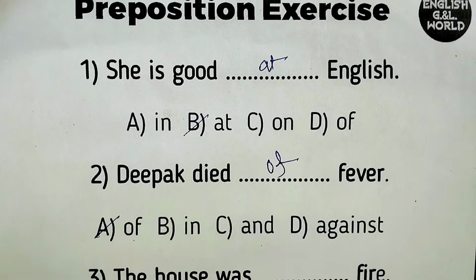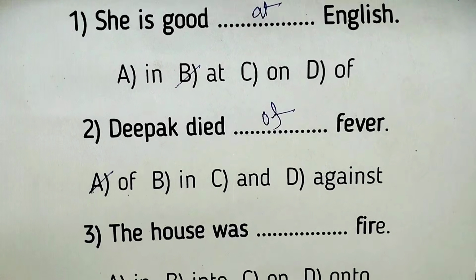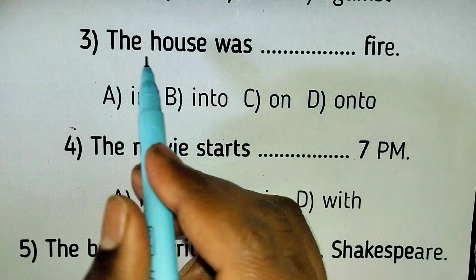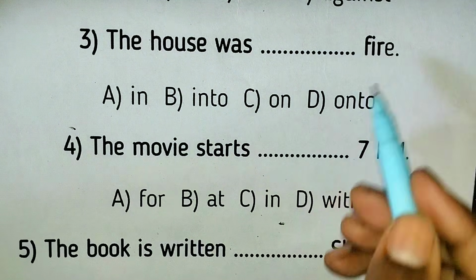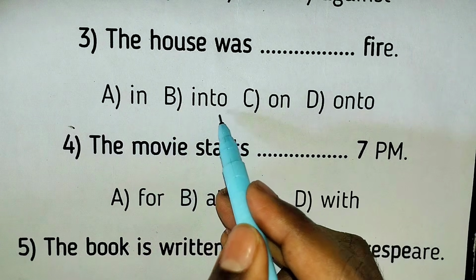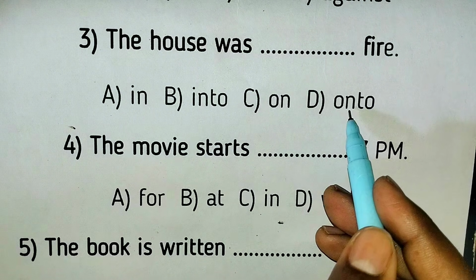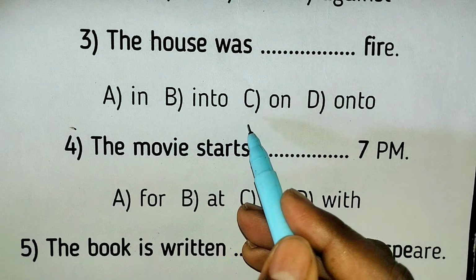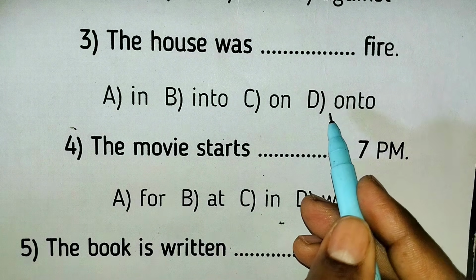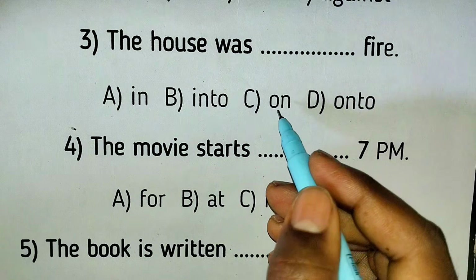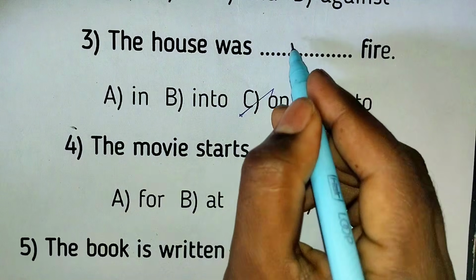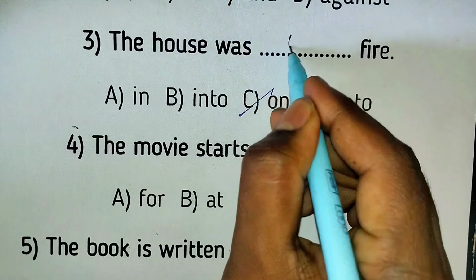So next, scrolling down. Next, the house was dash fire. In fire, on fire, into fire, or onto fire. So onto and into are not the right answers. So the house was on fire. So the right answer is on.